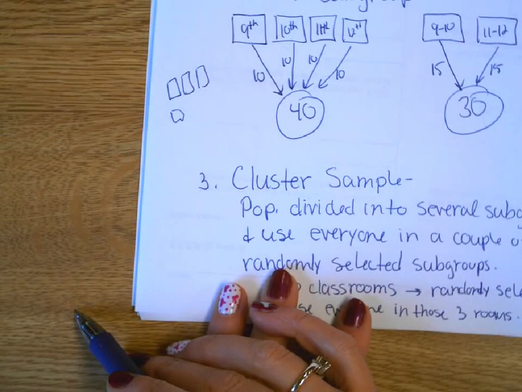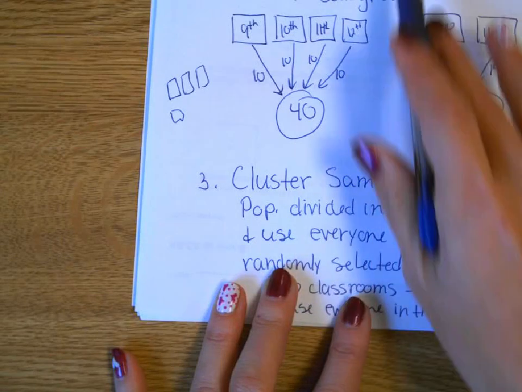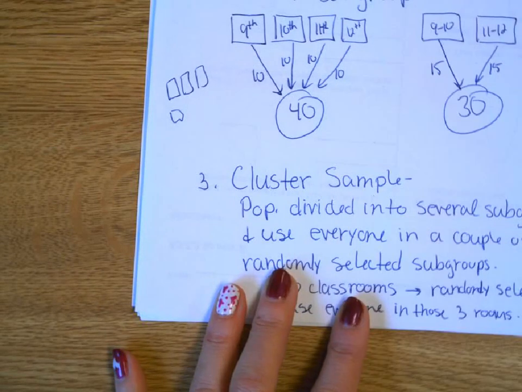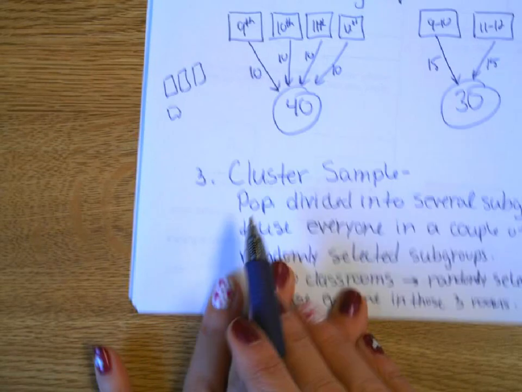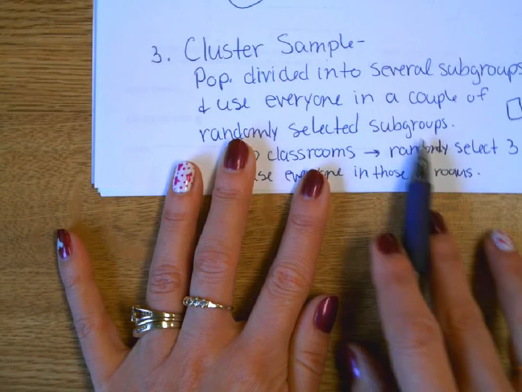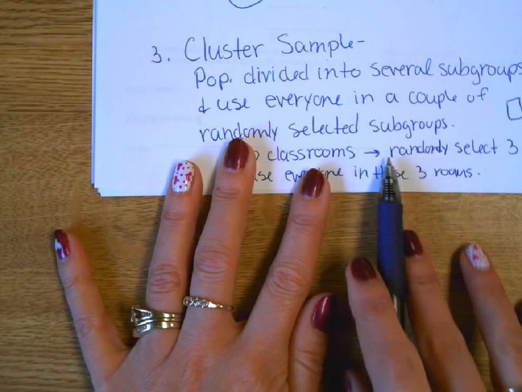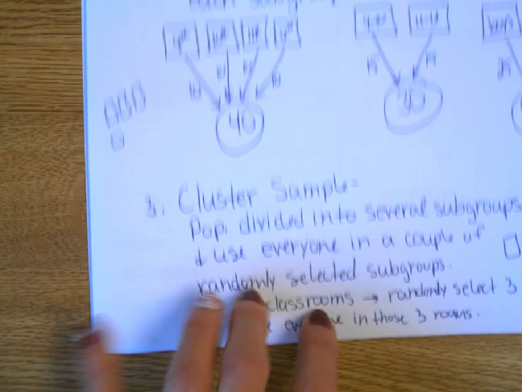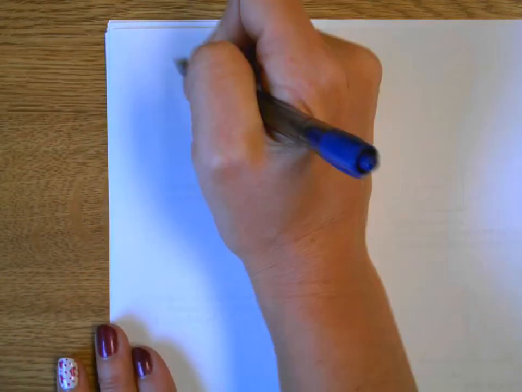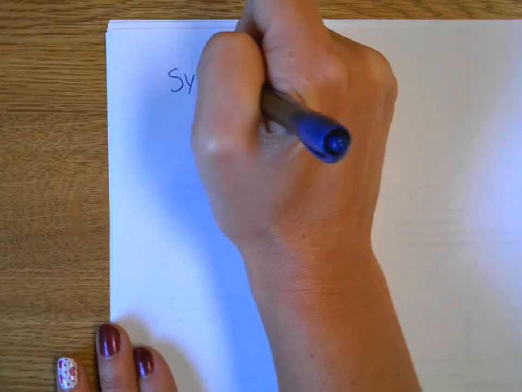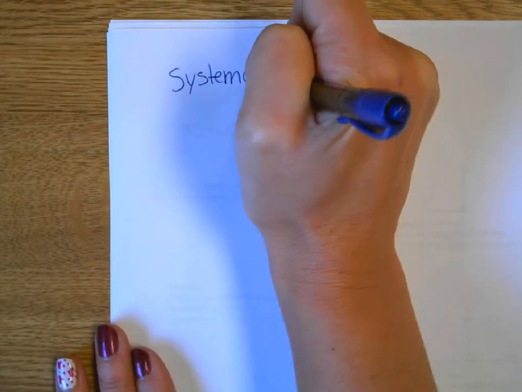See the difference? Okay, stratified and cluster, people get those 2 confused. So if every single subgroup has a little bit taken from it, it's stratified. If everybody in a group is used but not all the groups are used, that's cluster. And then, I think you've seen this before, we've got what's called a systematic sample.